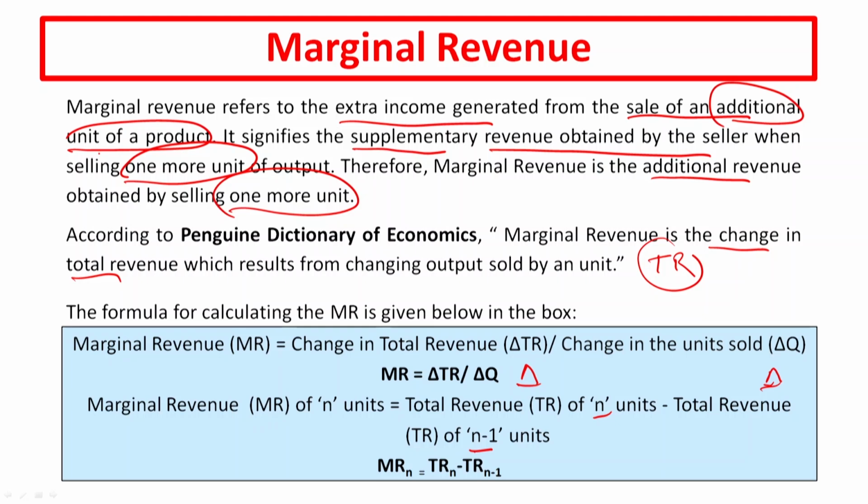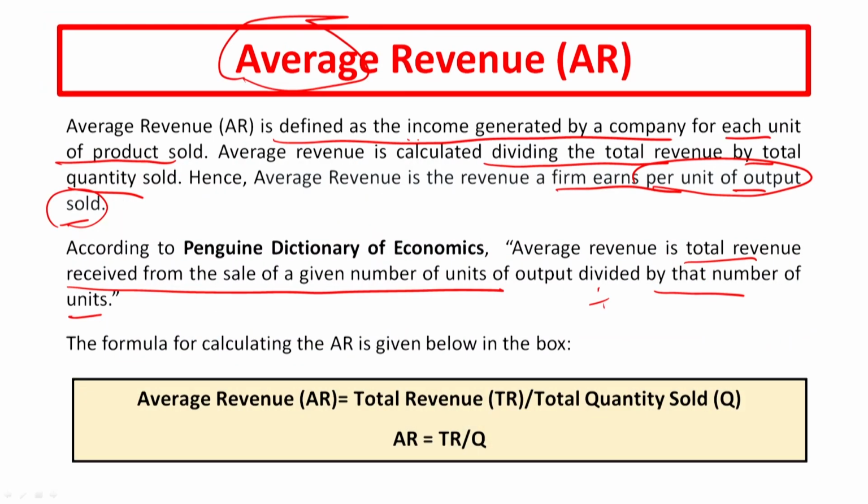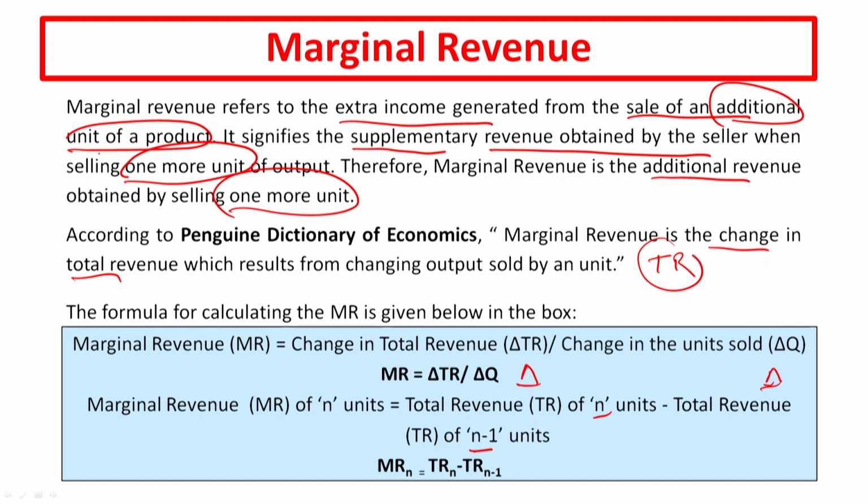Before moving forward, I have talked about three important terms. The first was total revenue. It is the combination of all the revenues which the firm generates. Then I talked about average revenue, the average income generated by each unit of the product sold. The formula, as you can see, is TR by Q. And finally we talked about marginal revenue, which means the income generated by the sale of an additional unit of a product. So we have discussed three important elements: total revenue, average revenue and marginal revenue.